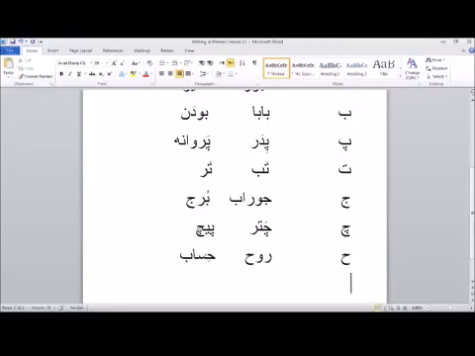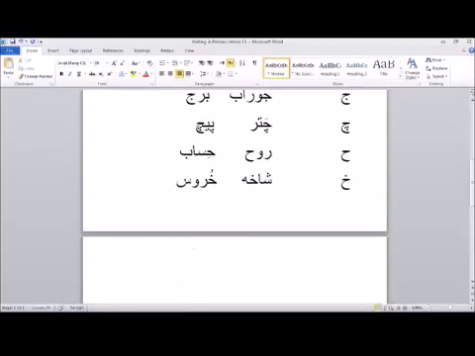We have 1 dot on it, and then we have a khe sound. Khe, this is how the dots are playing a role. This is important. We have sha, khe, shakhe. Shakhe means branch of a tree. Also khorus, khe, o, r, o, s, khorus means rooster.